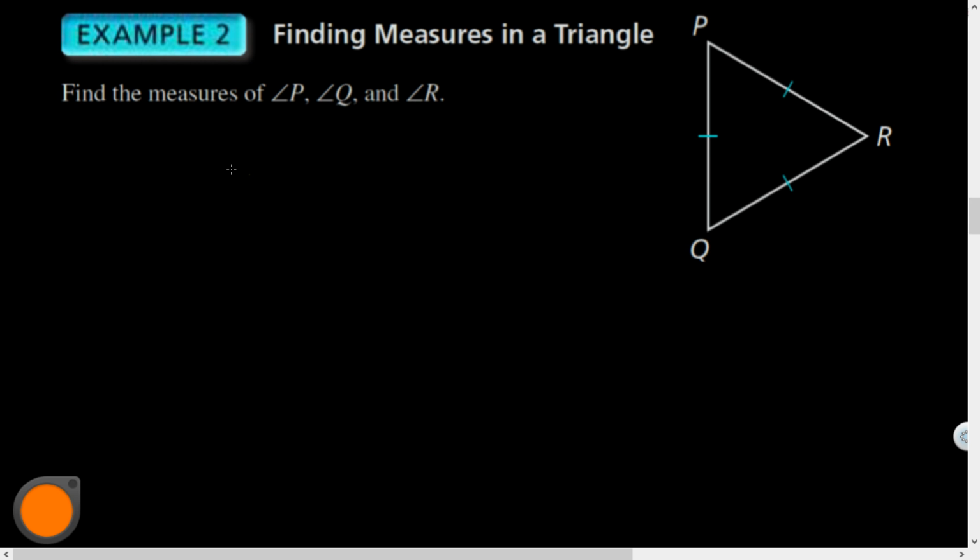So let's actually say this. That would mean that the measure of angle P is congruent to angle Q is congruent to angle R. The reason that's true is the corollary. Corollary of which theorem? Well, these were the sides. Corollary of the base angles theorem, right? If their angles are congruent, then their measures are equal.